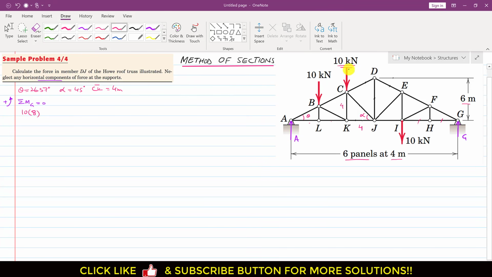Similarly, this 10 kilonewton force is again producing the counterclockwise moment about point G. So we will write again plus 10, and the perpendicular distance of this 10 kilonewton force from point G is 4 plus 4 plus 4. So 4 times 4, right? So this is 16. And then again this 10 kilonewton force is producing the counterclockwise moment about point G. So we will write plus 10, and the perpendicular distance of this 10 kilonewton force from point G is 20 meters, right? So this is another 4, right? So we will write that this is 20 meters.